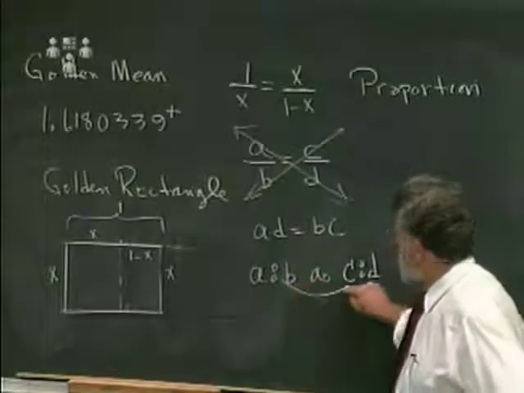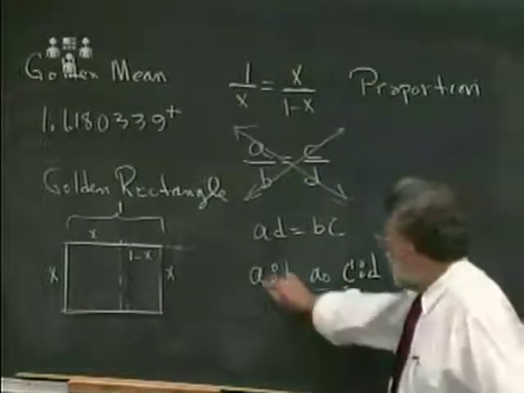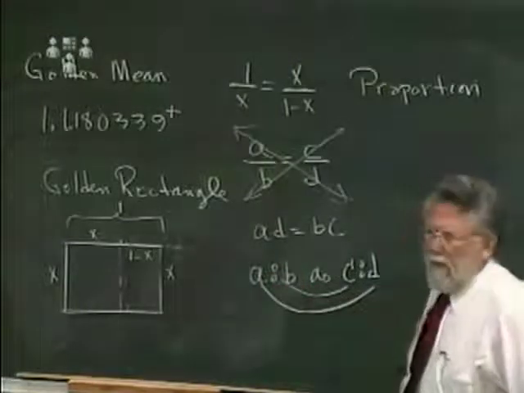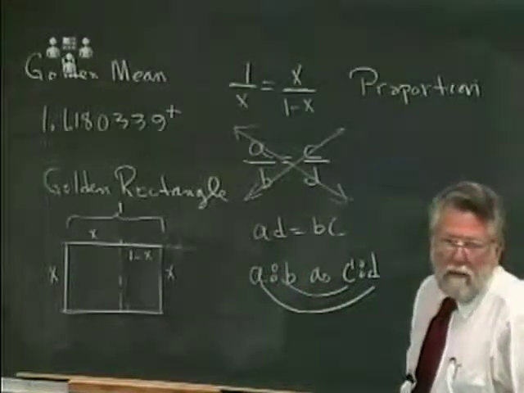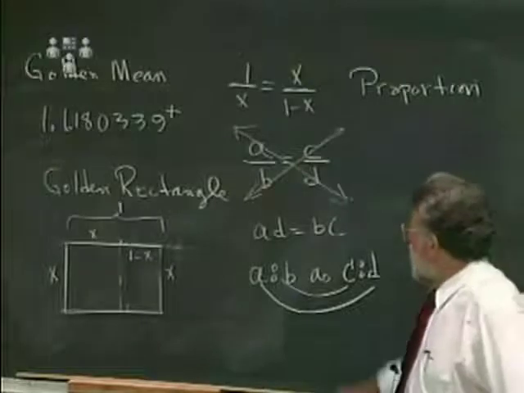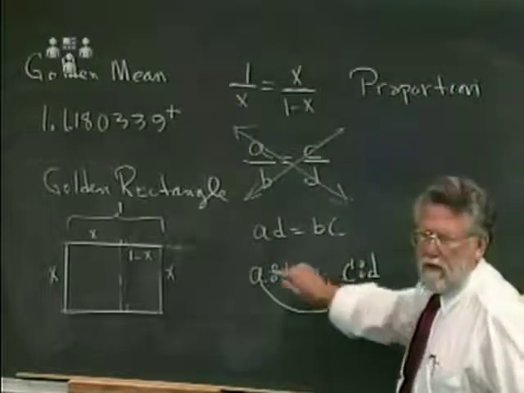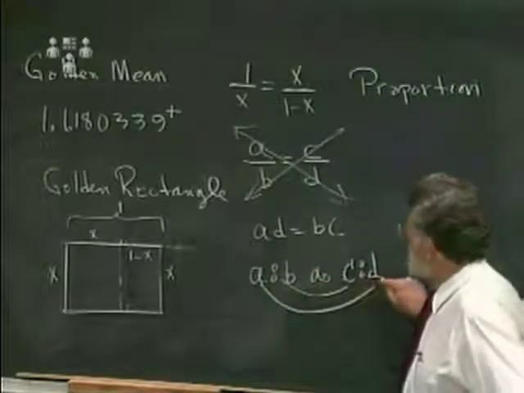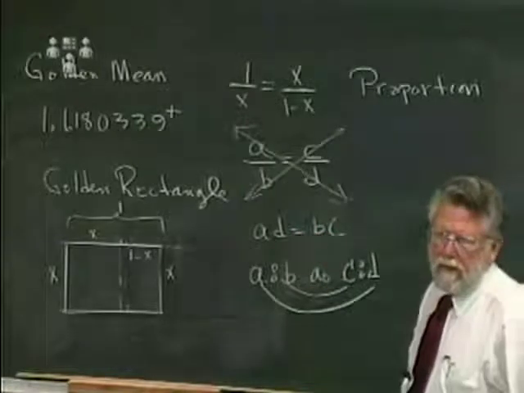These were called the middles. These were called the extremes. And for the middle, we use the word mean, like an average. So the product of the middles, or the means, was equal to the product of the extremes. Well, that's exactly what I'm getting here.